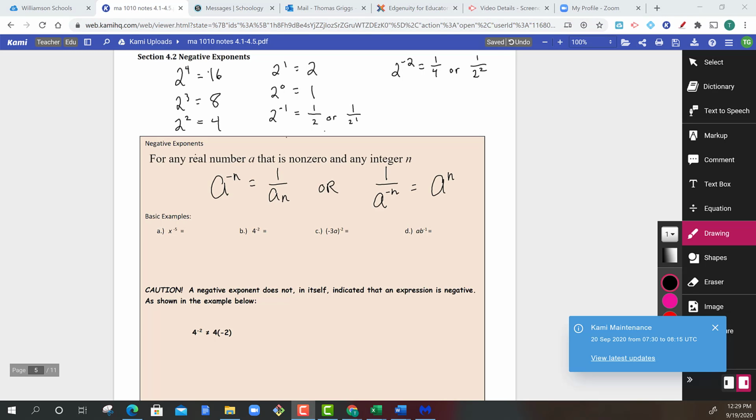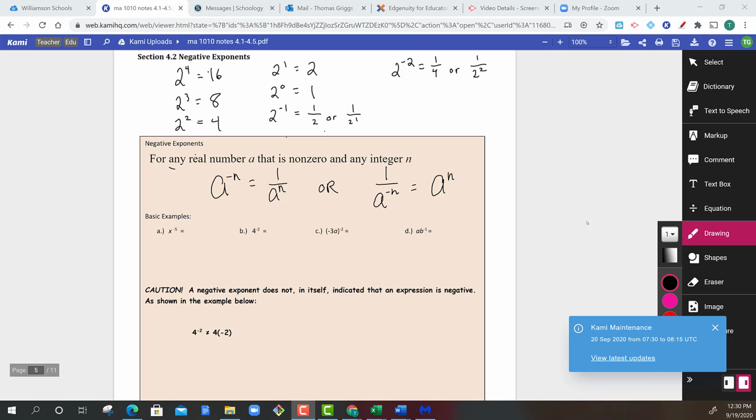So there's really two definitions of negative exponents here officially. If you have a negative exponent, you can rewrite it as 1 over a to the positive n. Or if they give you a negative exponent that's already in the denominator, you can rewrite it where it is in the numerator with a positive exponent. So in other words, if there's a negative exponent, you either move it upstairs or downstairs in the fraction to get rid of it. So let's look at some basic examples here.